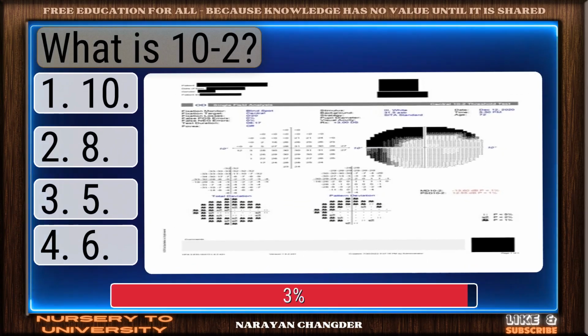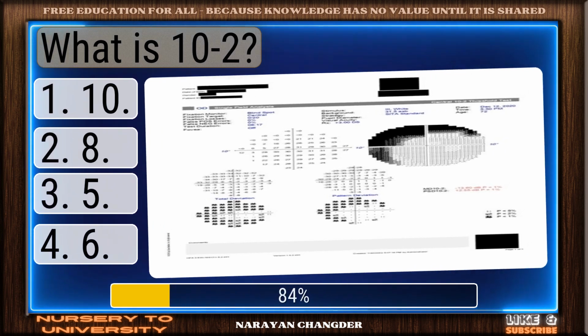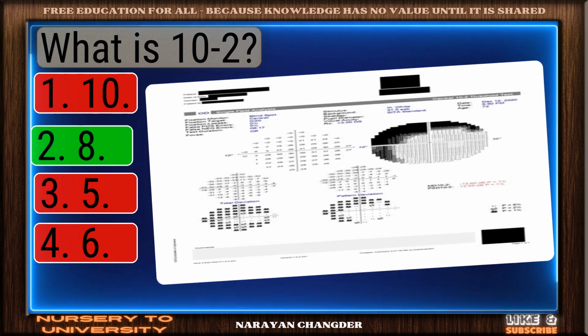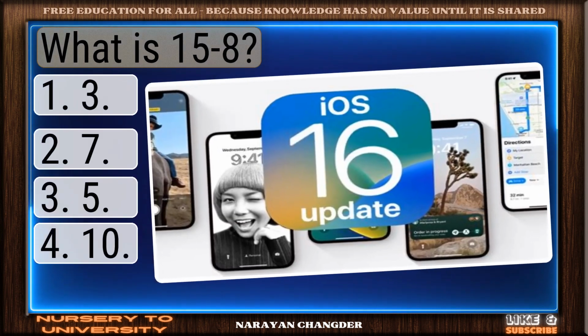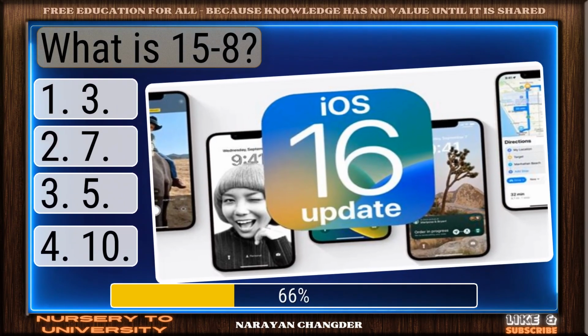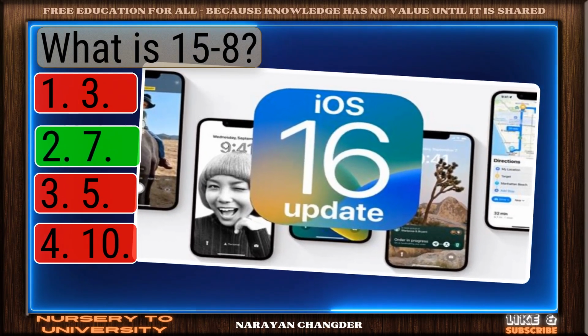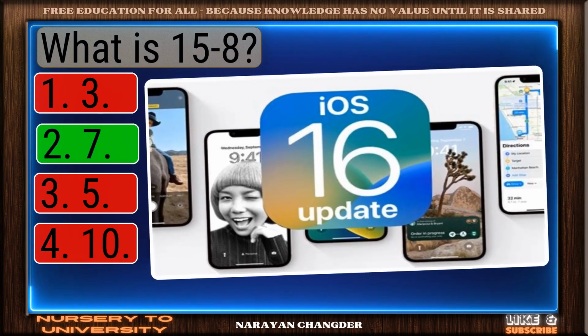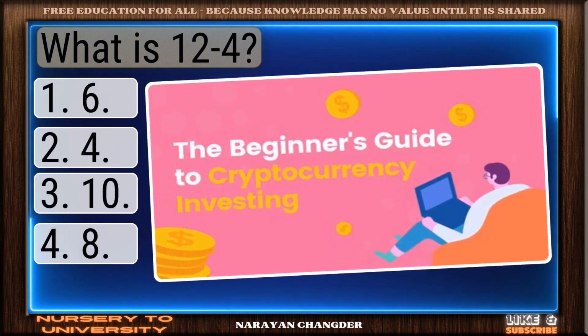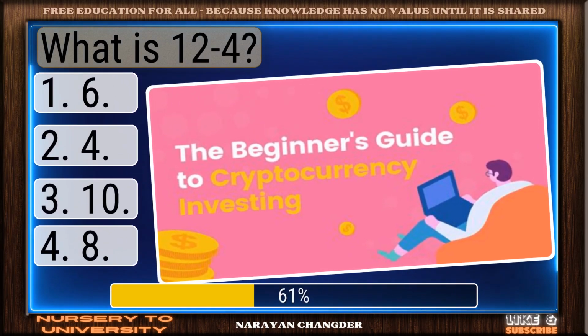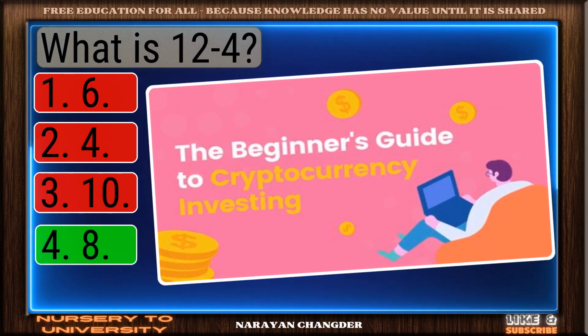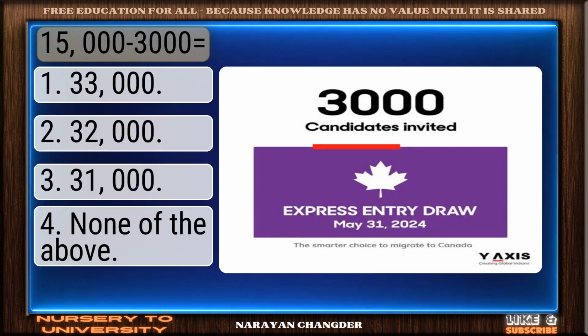What is 10-2? Great job. 8 is the accurate answer. What is 15-8? Clear logic. Your choice 7 is sound and 100% true. What is 12-4? Good thinking. 8 is the right answer.